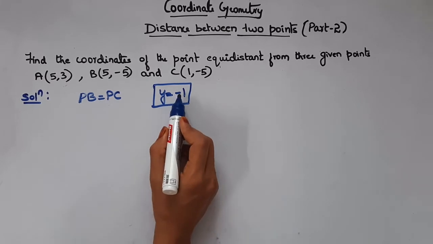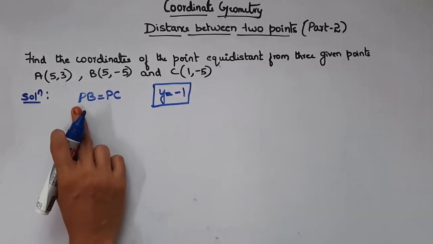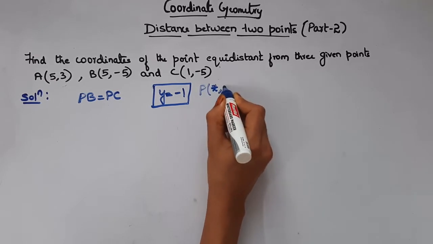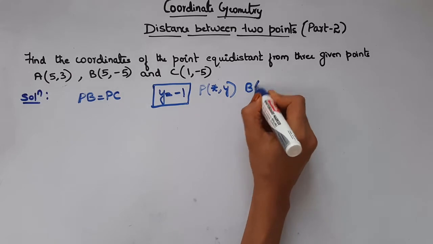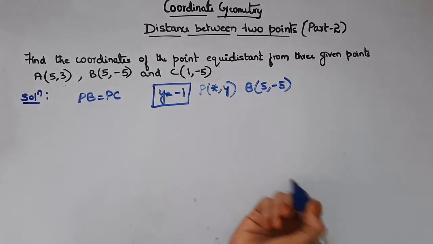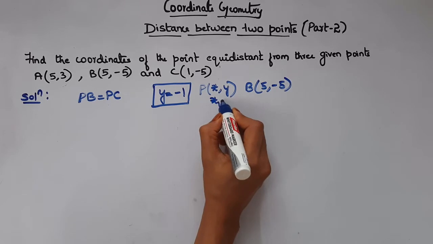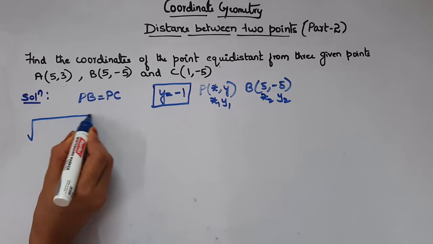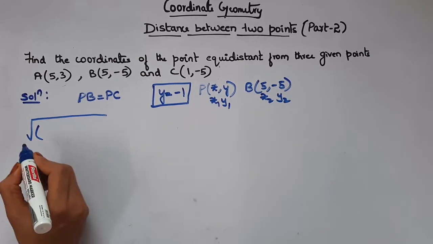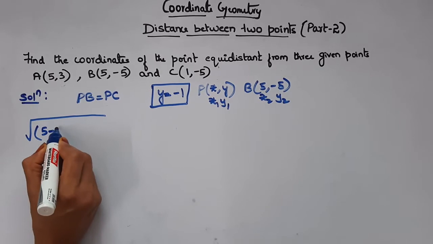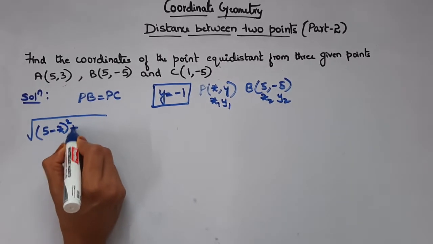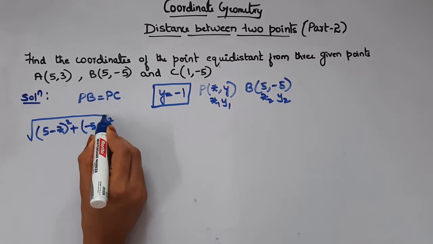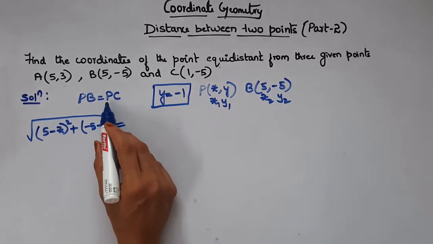We got y is equal to minus 1, right? Let's put the distance formula for PB. So your point is P of x comma y and B. So B here is 5 comma minus 5, right? So this is your x1 y1 and this is your x2 y2. So let's put the formula for PB. Here x2 minus x1. x2 is 5 minus x1 is x the whole square plus y2 minus y1, minus 5 minus y the whole square, right? Which is equal to PC.